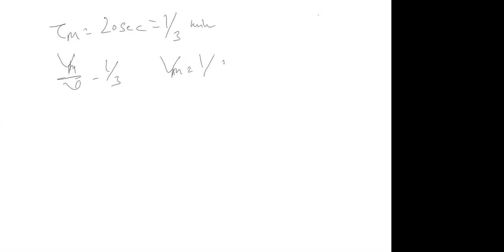Similarly, now tau m is also 20 seconds, because 1 by tau m is 1 by 20, no? Which is equal to 1 by 3 minutes. Tau m is Vm by V, which is equal to 1 by 3. So Vm is 1 by 3 meter cube. Clear?